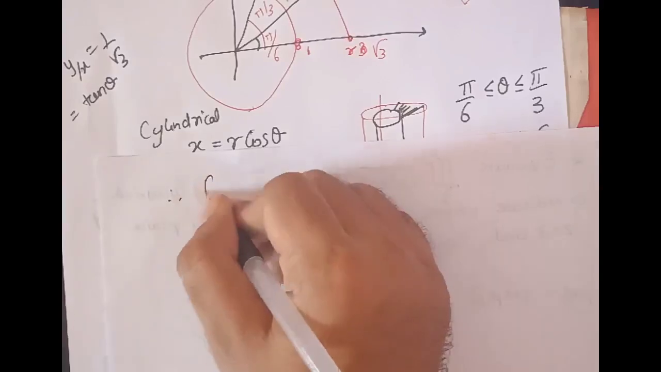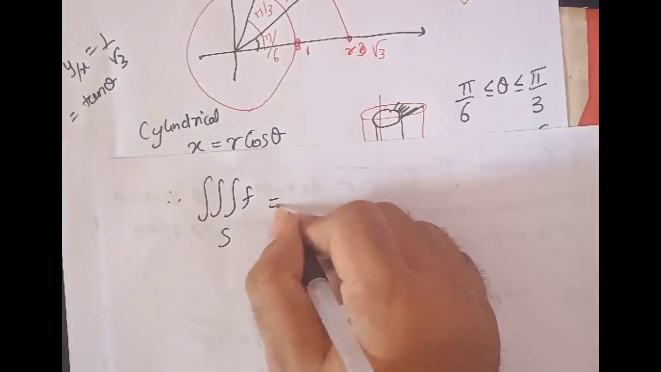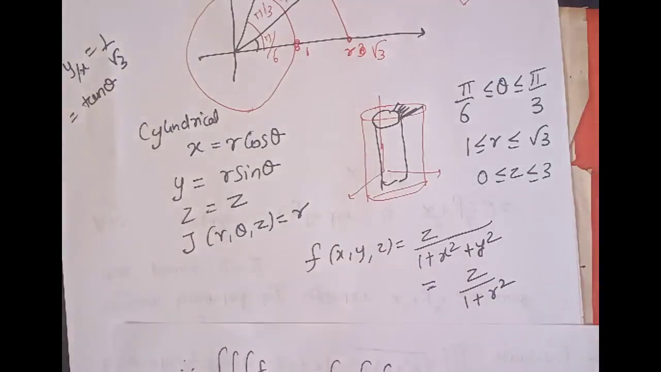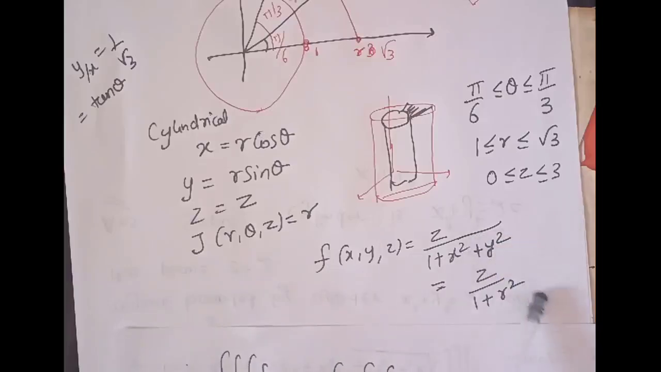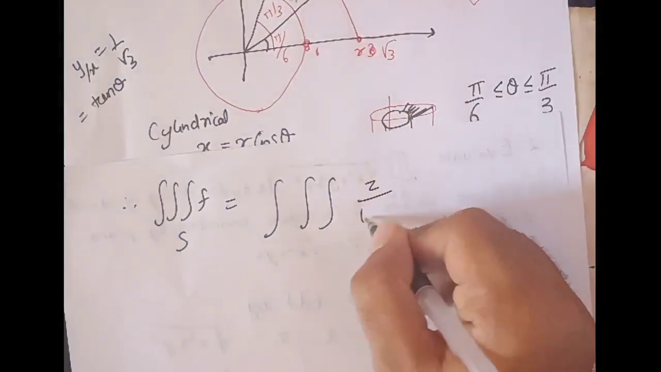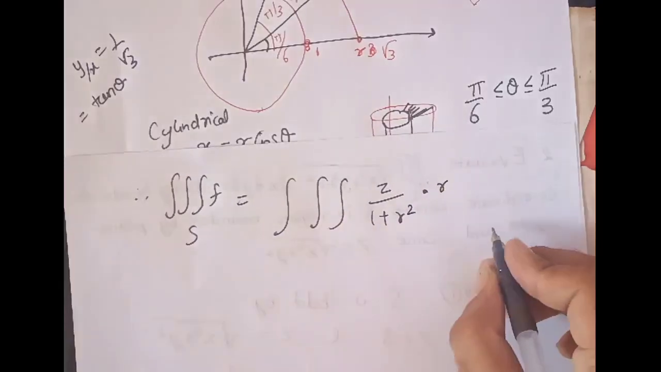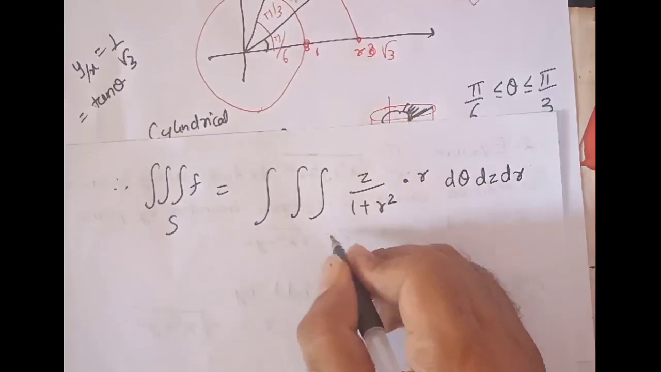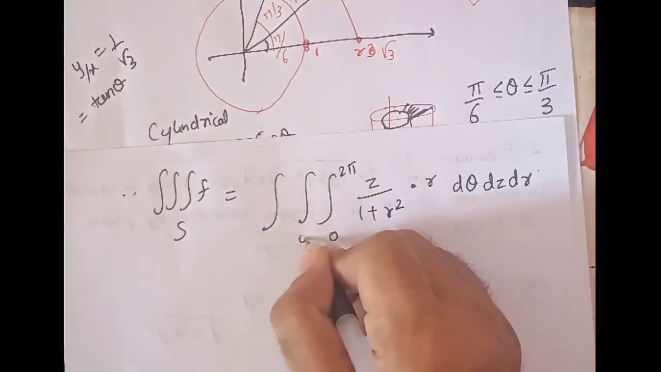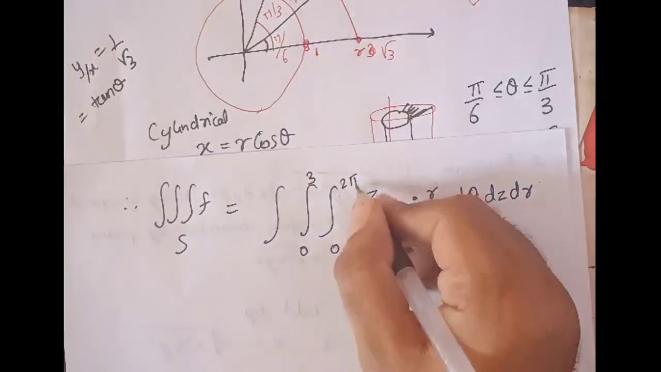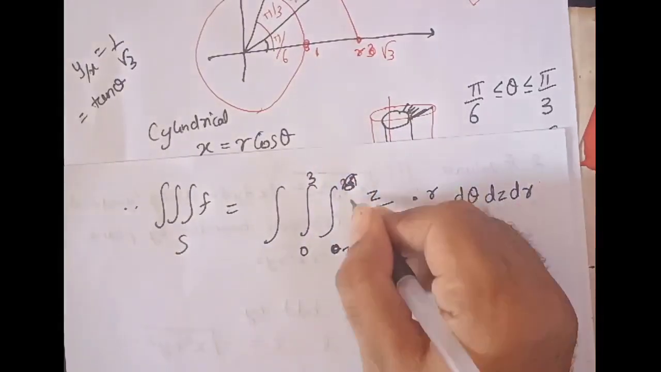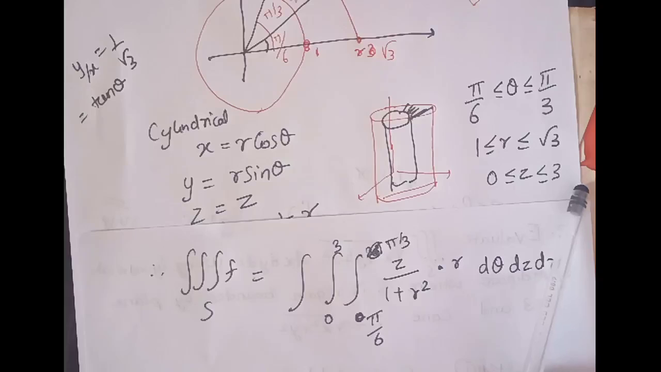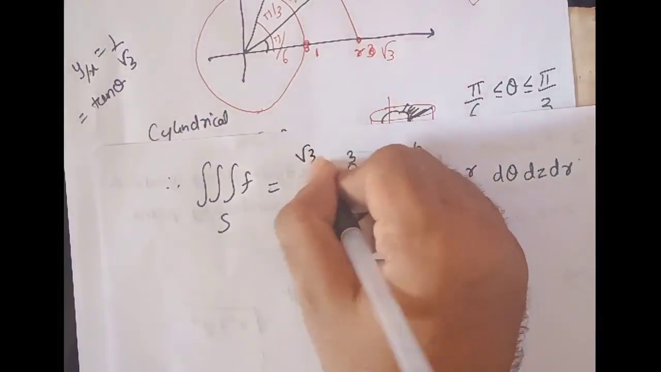So therefore our triple integration of f over S is now equal to the triple integration where f becomes z by 1 plus r square, so z upon 1 plus r square, without fail the Jacobian, r. And then we can take any limit. So we will take d theta, dz, dr. And we know theta is from, sorry, my mistake, pi by 6 to pi by 3. Z is from 0 to 3. And r is from 1 to square root of 3.